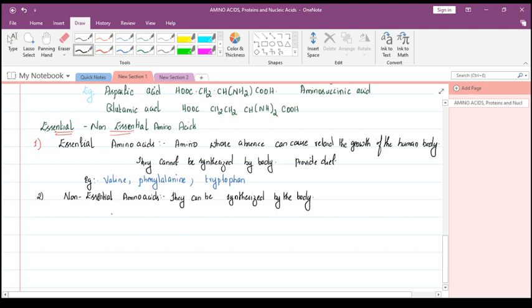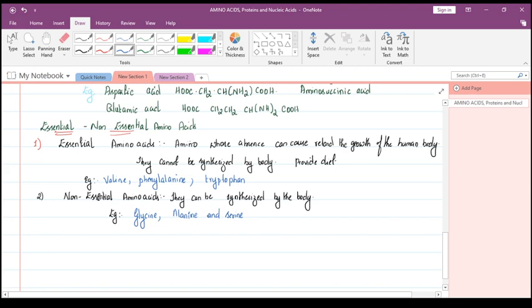Examples for non-essential amino acids are glycine, alanine and serine. Actually, all amino acids are essential for normal tissue growth and development. The terms essential and non-essential are reserved for those which must be supplied through a diet.